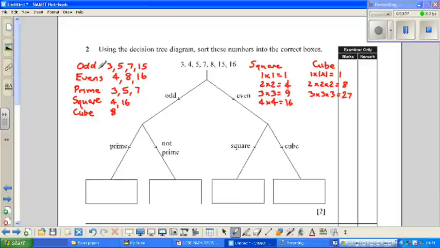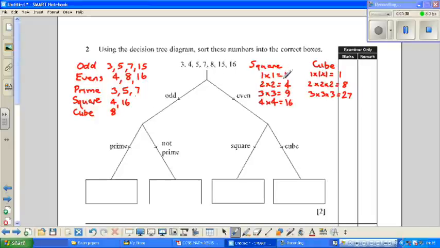So the odd numbers, hopefully everyone can see we've got 3, 5, 7, and 15. Then the evens, obviously those are the ones that end in 0, 2, 4, 6, 8. So we've got 4, 8, and 16. The primes, just to remind you, have only 2 factors, 1 and the number itself. So we've only got 3, 5, and 7. Obviously 4 isn't prime because 2 also divides into it. 8 isn't prime because 2 and 4 also divide into 8. So they can't be prime numbers.